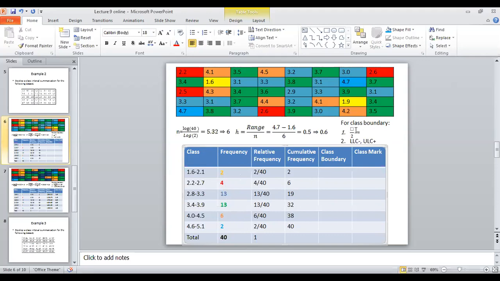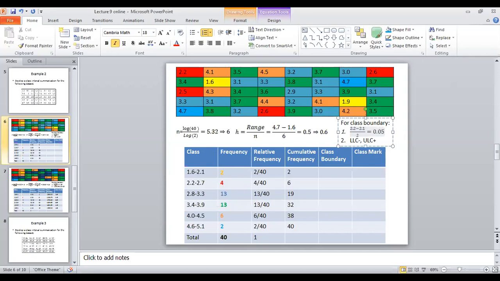For the class boundary, first we have to find the jamming factor, the factor that is used to bond the classes so that they become continuous. Remember, the jamming factor is equal to the lower limit of class 2 minus the upper limit of class 1, divided by 2. So it goes like 2.2 minus 2.1, divided by 2, which makes it equal to 0.05. The jamming factor is 0.05.